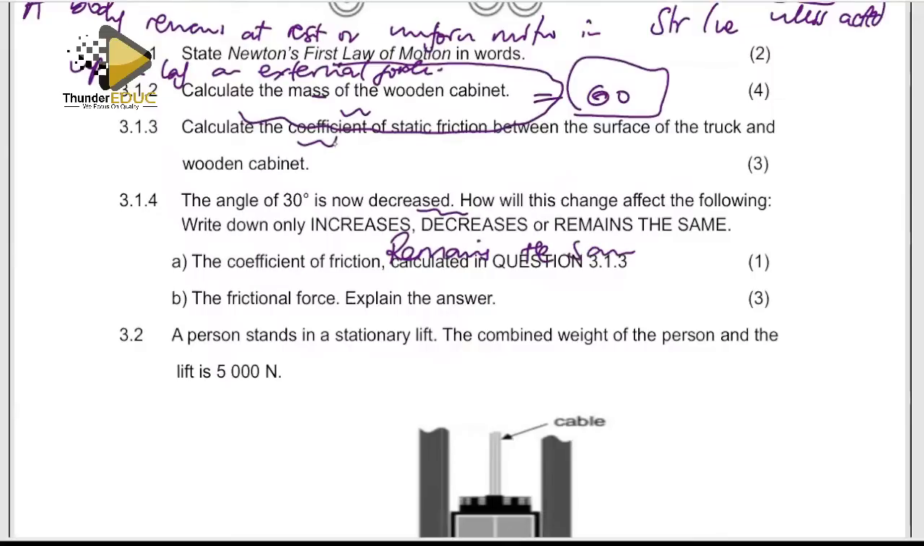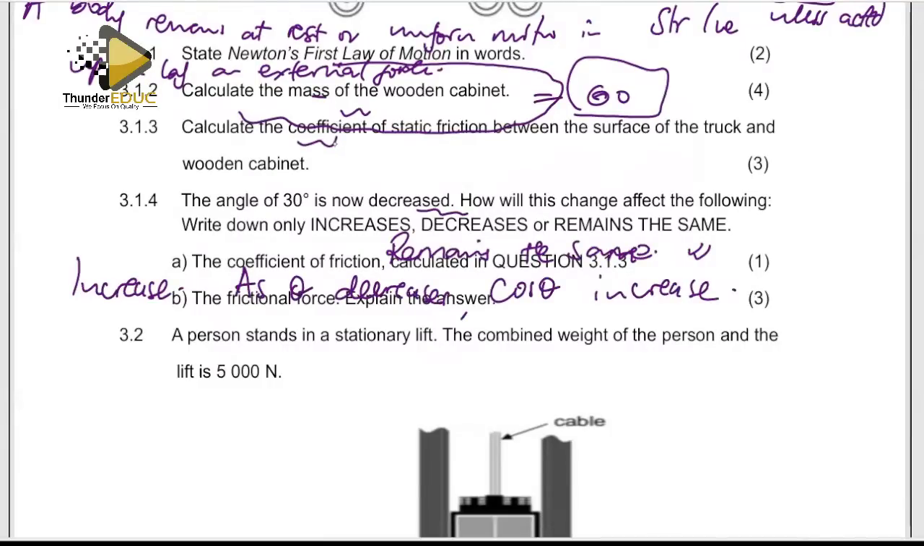Coefficient is not affected by the angle of inclination. So it will stay the same. And then the frictional force is going to be affected. In this case, it's going to increase. The moment you decrease the angle, the force must increase. So we shall say that as theta decreases, this cos theta must increase. And if that cos theta increases, even the normal force will increase. Reason is the force is directly proportional to that. So even the frictional force will increase.